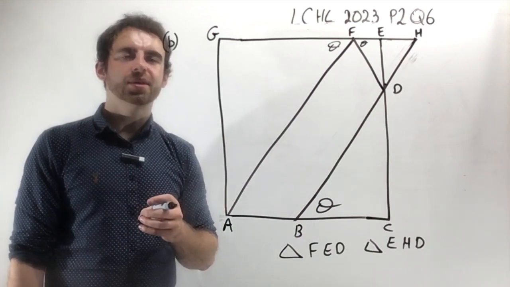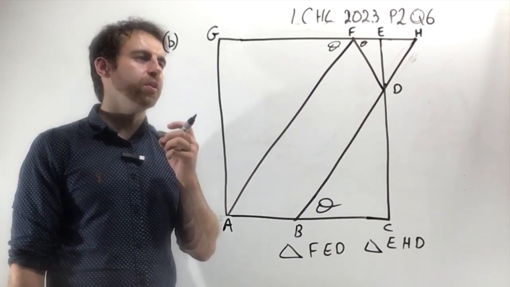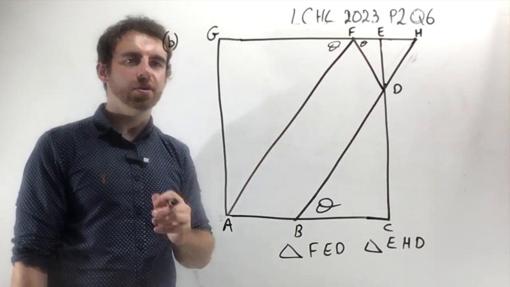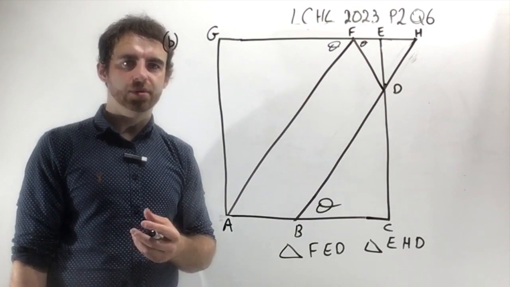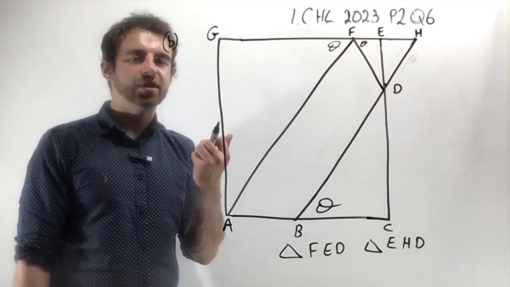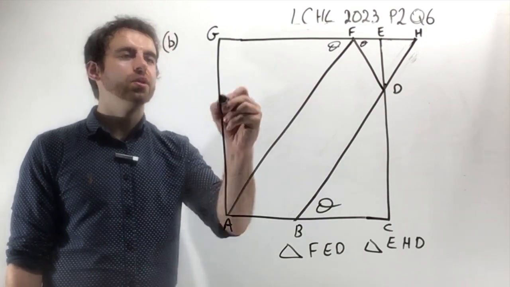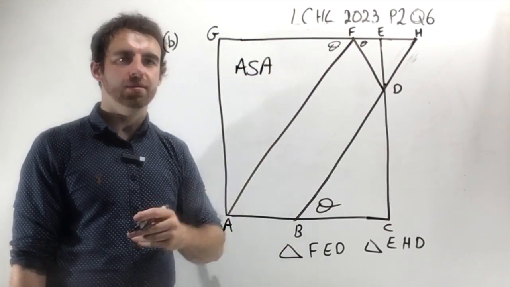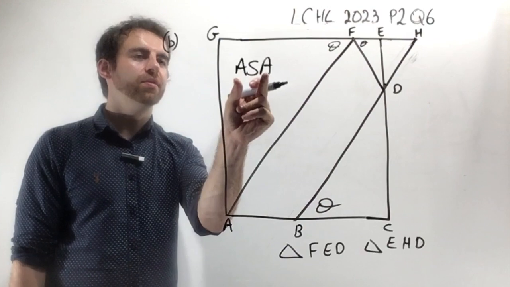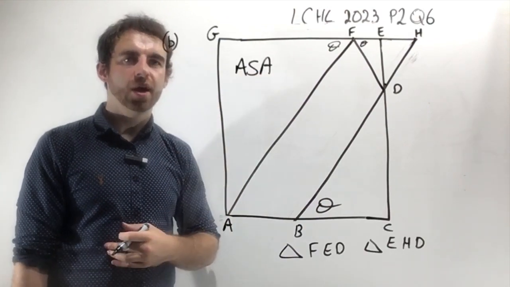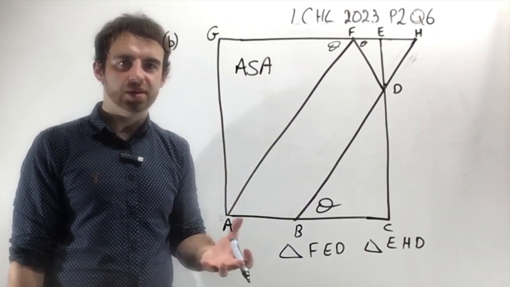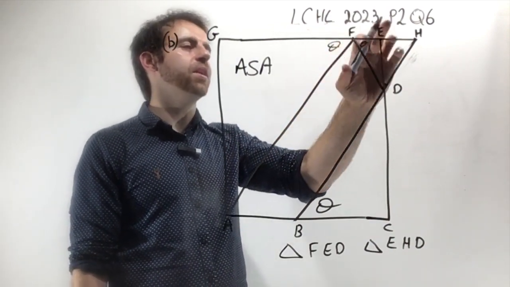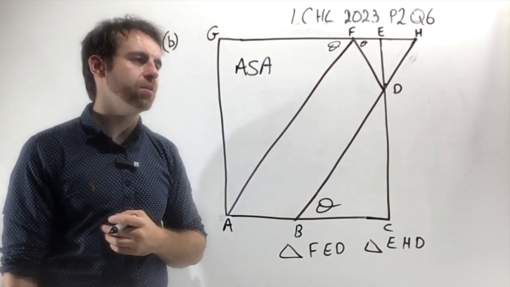Basically, I'm going to find one side that these 2 triangles have that are equal to each other, and 2 angles that they have that are equal to each other. If I can prove they have a side and 2 angles that are equal to each other, that's what we refer to as ASA. It's angle, side, angle. And if 2 triangles have angle, side, angle equal to each other, then all the angles and all the sides must be the same. In other words, I'll be able to prove that the distance from F to E is the same as the distance from E to H.